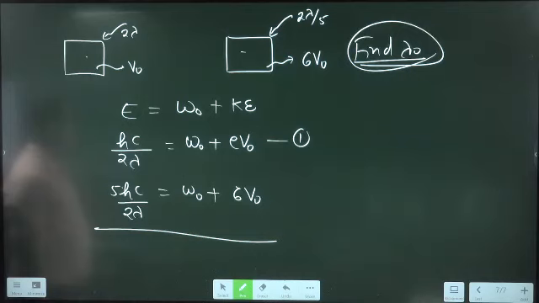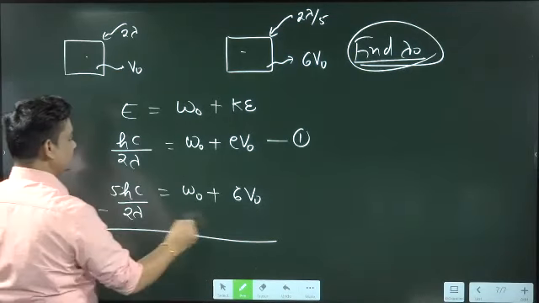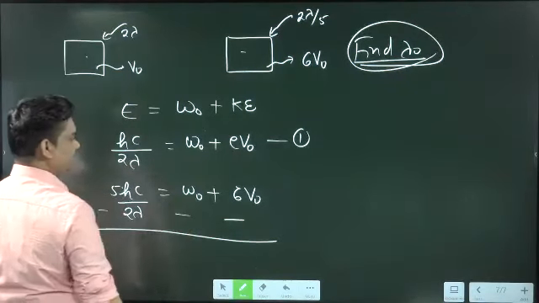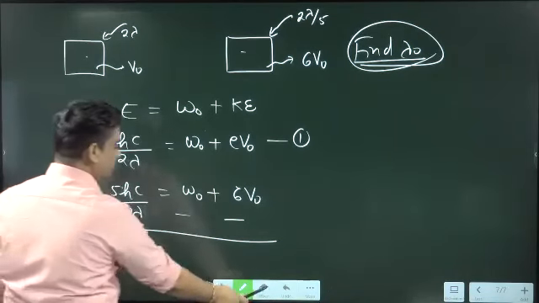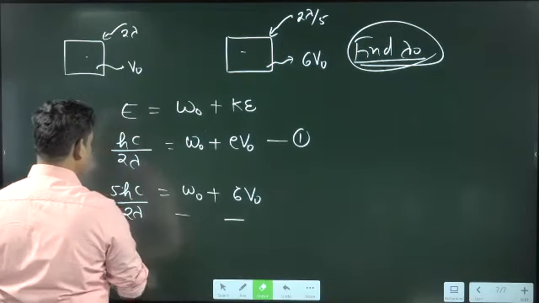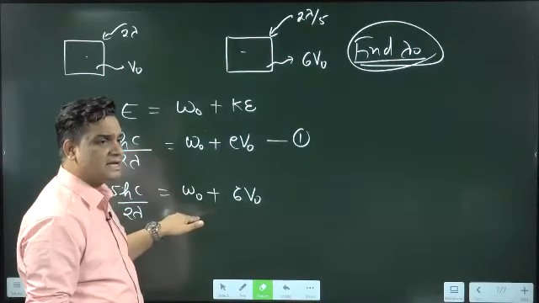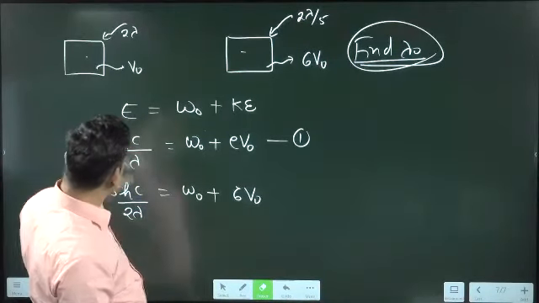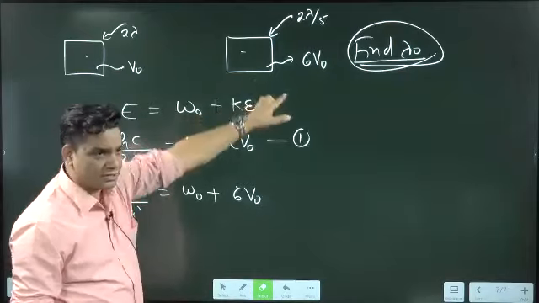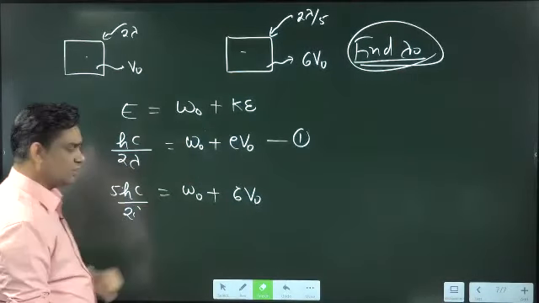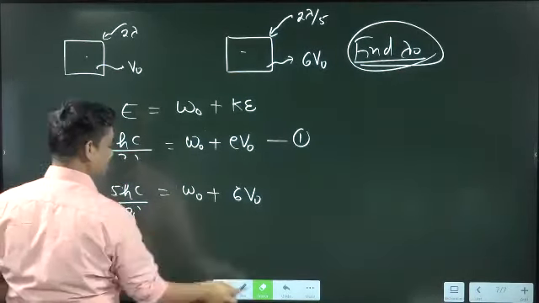Now, can we do this thing, write minus here? Ultimately we need to find the work function, so we cannot subtract, otherwise your W naught will be cancelled. If they are asking the relation of lambda and V naught, then we can subtract to cancel W naught. Now we have to divide here.